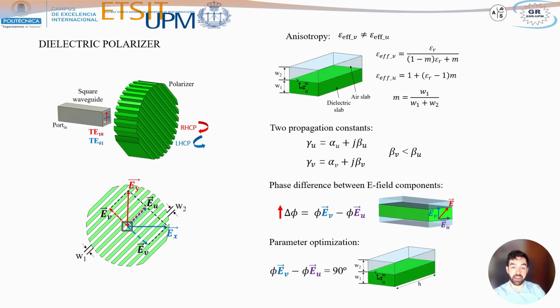Now, regarding the dielectric polarizer, here we can see how when the T10 mode is excited in the square waveguide, the vertical polarization is converted by the polarizer into right-handed circular polarization, whereas if the T01 mode is excited in the square waveguide, the horizontal polarization can be converted into left-handed circular polarization by the polarizer. The whole concept of the polarizer is based on an anisotropy in the dielectric slabs and the definition of two effective permittivities.